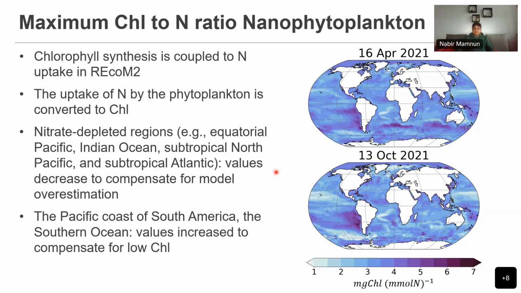And in the Pacific coast of North and South America and in the Southern Ocean, we have high nutrients, but we have low chlorophyll concentration, and to compensate this low chlorophyll in those regions, data assimilation actually increases the value of this parameter, and that completely makes sense. But in general, we don't have much observation of this parameter, so we cannot verify our parameter with the observation.